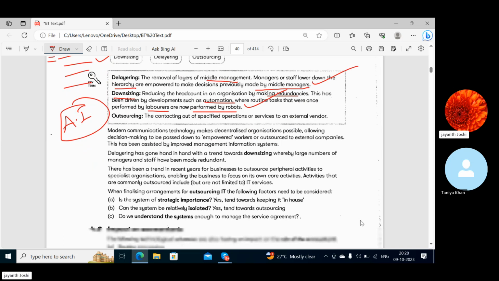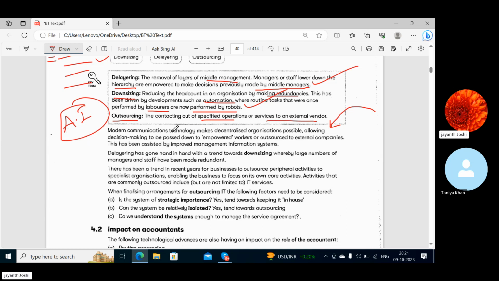Outsourcing: or else they can give the work to someone else to do on their behalf. A lot of low level work, not the critical work where critical intelligence is required, but low level work with some stereotyped tasks where you don't require those skills, you just need to know some procedures and you can perform. Such kinds of work are outsourced. India is a hub. So it is the contracting out of specified operations or services to an external vendor.